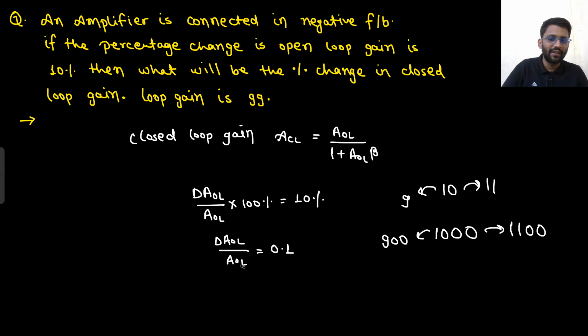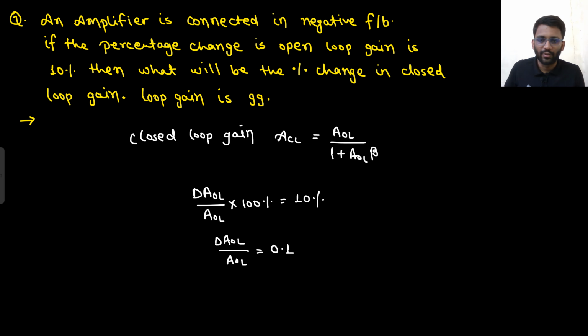Right? So delta AOL by AOL would be 0.1. So if it is from 1000 to 1100, it would be 0.1 only. Delta AOL by AOL, that would be 0.1. Let's just say this is equation 1. So what is the percentage change in this? What you need to calculate is delta ACL by ACL.